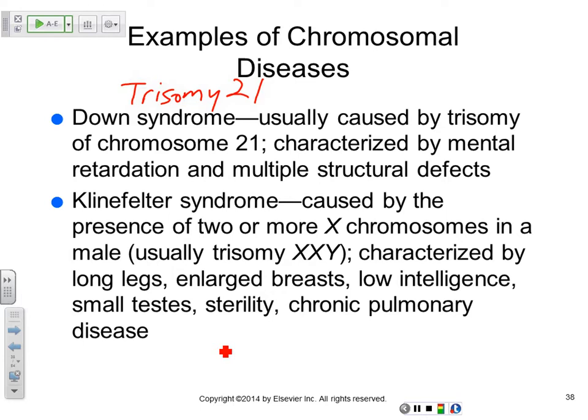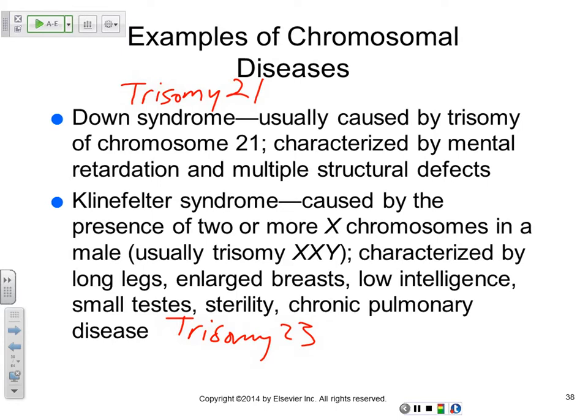If Down syndrome is trisomy 21, what is this called? This is Klinefelter syndrome. Yeah, trisomy 23, because it's a trisomy of the sex chromosomes. It also has some other pulmonary problems with it as well.